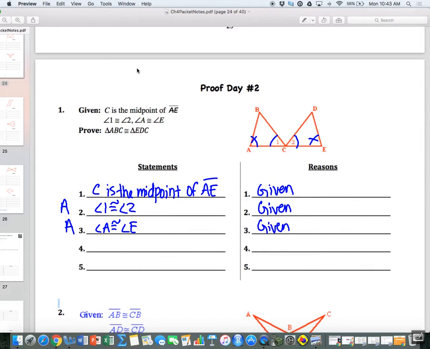And then we have C is the midpoint of AE. Does that give us an S? Are there any sides marked congruent? No, that doesn't give us an S then. But it does tell us something. What do we know because C is the midpoint? AC is congruent to CE. If C is the midpoint, it creates two congruent segments. So we get AC is congruent to CE. And what is the reason? Definition of midpoint.